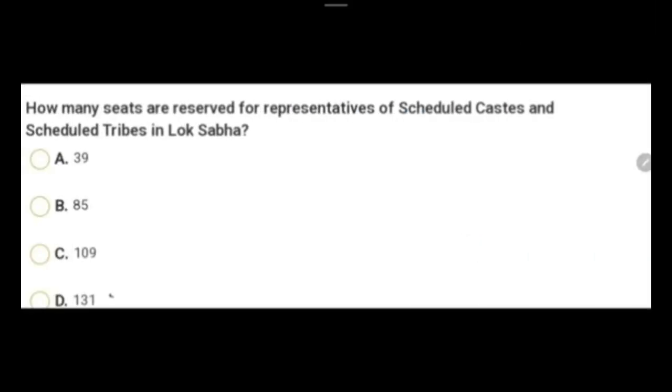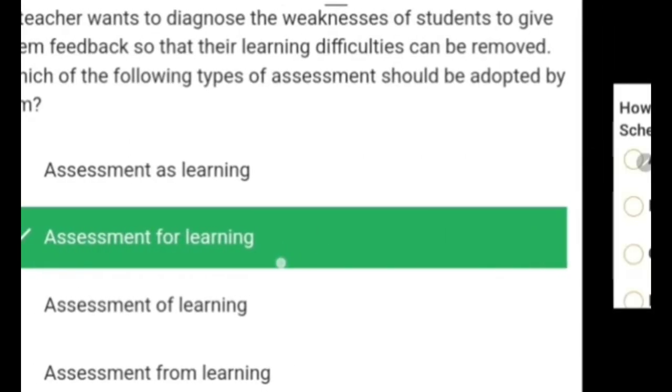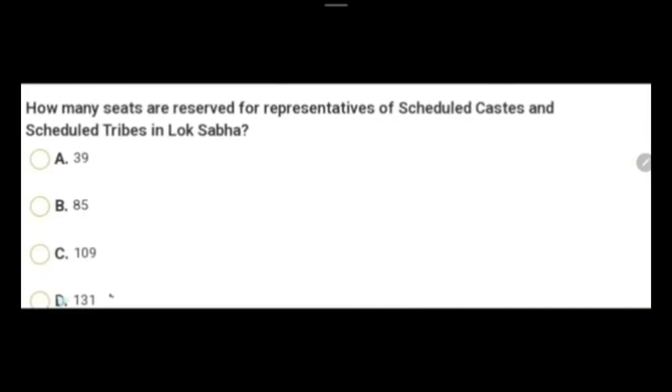This one is general knowledge. You need to know how many seats are reserved for representatives of scheduled castes and scheduled tribes in Lok Sabha. 100 and 131 seats are there for scheduled caste and scheduled tribe in Lok Sabha.